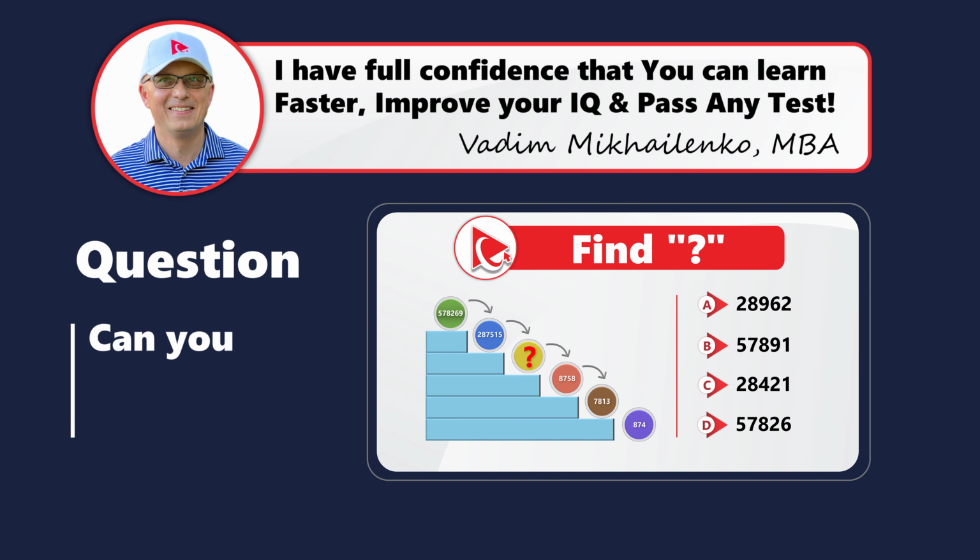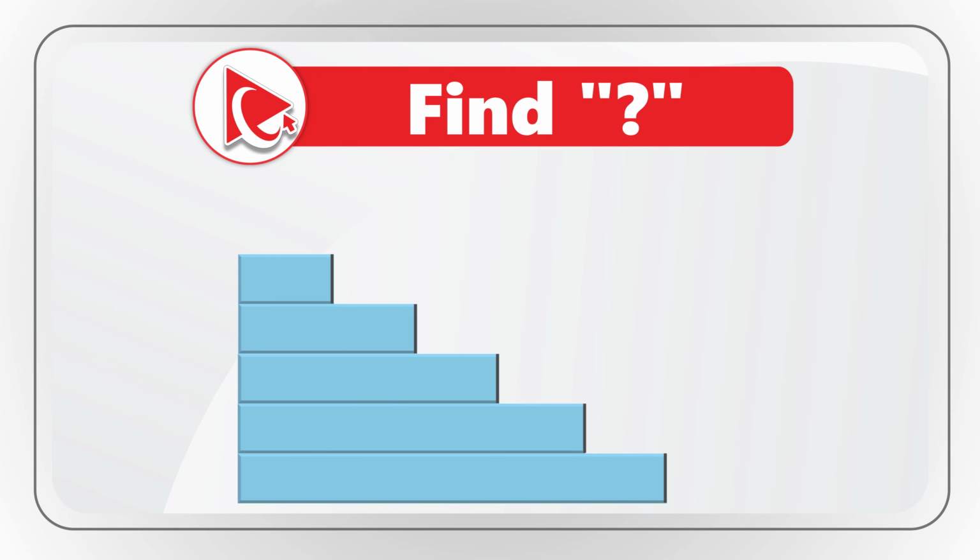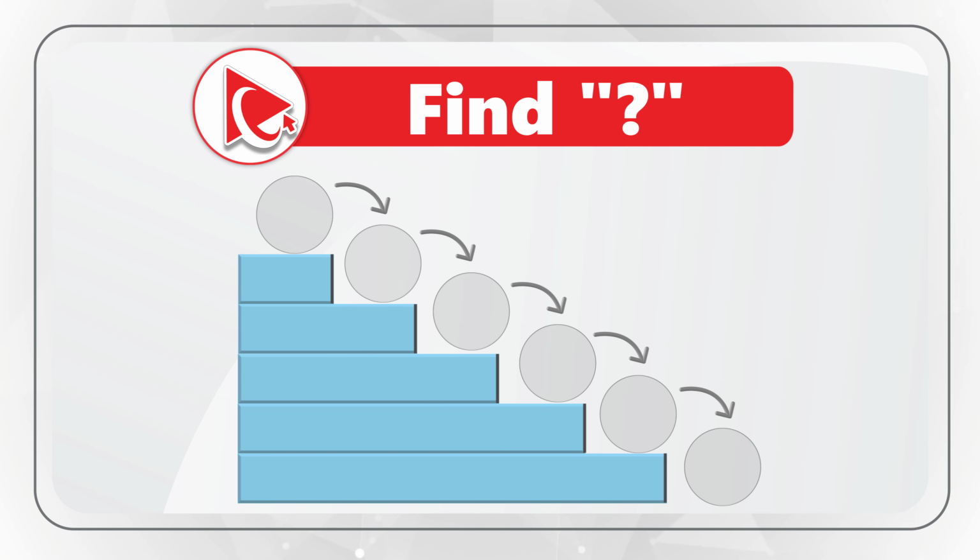I love this question because what's happening here is so unusual. We need to calculate the missing number, and we need to do it in the ball that's in the middle of the sequence. We see the ball that's rolling from the top of the stairs to the bottom of the stairs. And as it rolls, it changes the color inside and it changes the number. In the top position, it's a green ball inside and it has the numbers 5, 7, 8, 2, 6, 9. Then as it rolls, it becomes a blue ball and the numbers change to 2, 8, 7, 5, 1, 5.